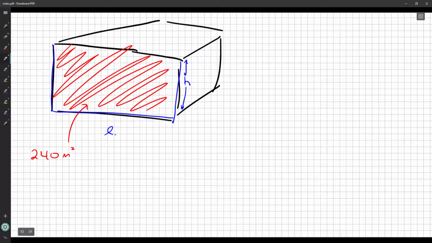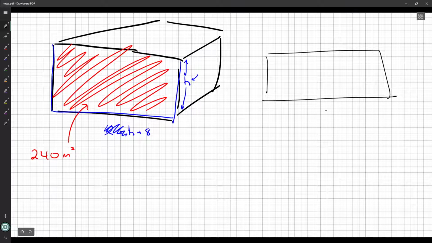Now we could introduce another variable, but what do they tell us? They tell us it is 8 meters longer than it is high. So if we've already got a variable for the height, we don't really need a new variable for the length. We can just say it's h, whatever h is, plus 8 meters. Okay, so now we've got a nice little rectangle here. And we know its dimensions, at least in terms of this h, this unknown that we're trying to solve.